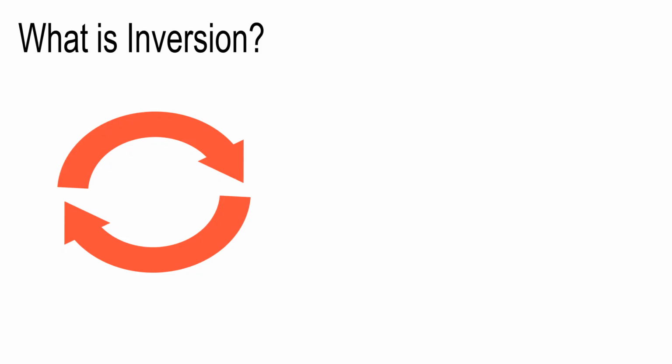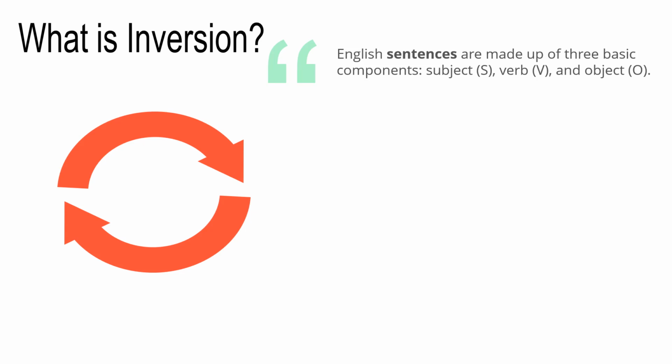So what is inversion? As we all know, all English sentences are made up of three basic components. The subject, followed by the verb, and then the verb is followed by its object. For example, Mary baked a pie. Like all sentences, this sentence started with the subject, that is Mary, followed by the verb, which is baked, and finally we have the object, that is a pie. Now where does inversion come in?